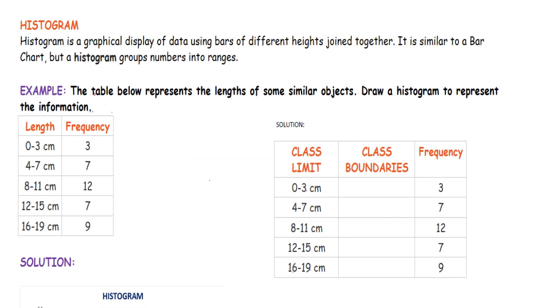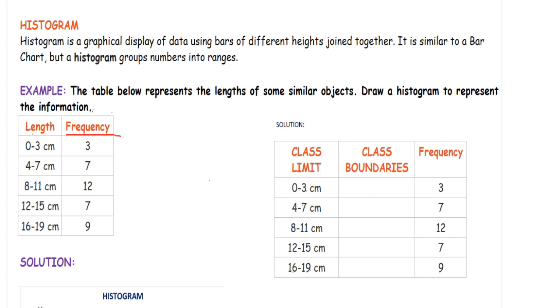So for example, the table below represents the length of some similar objects. Draw a histogram to represent the information. So this is the frequency table you are given, and you have to draw a histogram based on this information. These are the lengths of various objects, and these are the frequencies. The major thing you need for histogram is to get your class boundaries. So let's get our class boundary.